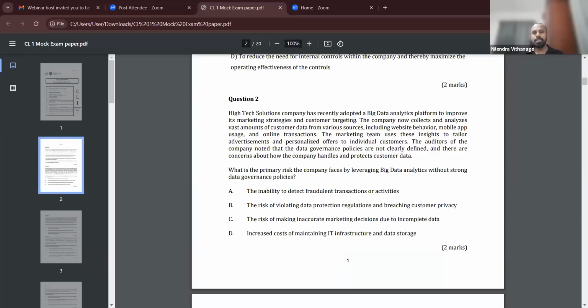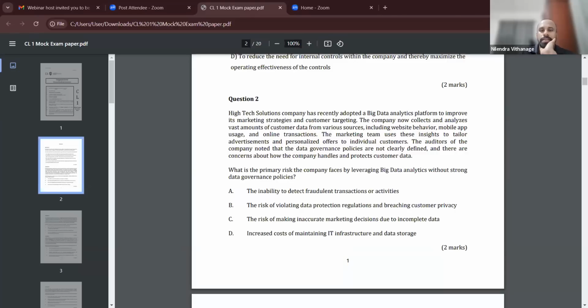High-tech solutions company has recently adopted the big data analytics platform. This is a digitalization question. They have adopted the big data analytics platform to improve its marketing strategies and customer targeting. The company now collects and analyzes a vast amount of customer data from various sources, including websites, mobile app usage, and online transactions. So customer data is analyzed. The marketing team uses these insights to tailor advertisements, targeted and personalized offers to individual customers.